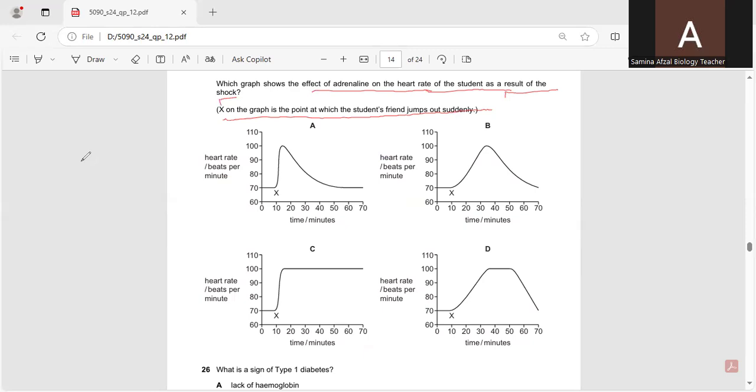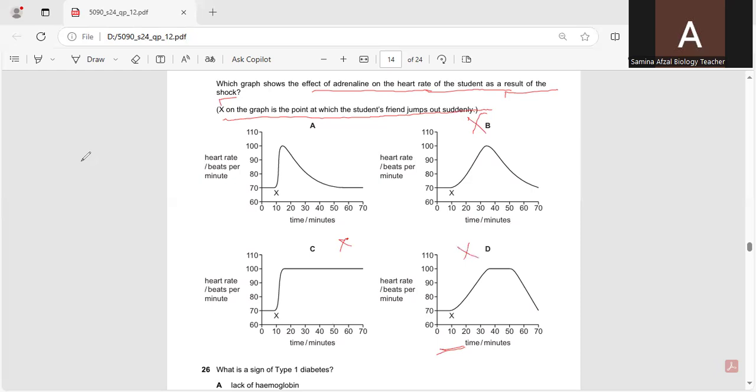So at point x, what is happening? The heart rate at x is increasing. Heartbeat is increasing. And at B, it is not increasing. After some time, it is increasing. So this is not the correct option. At x, it is increasing, then it becomes smooth. Again, this is not the correct option. And then x, again, it is increasing, then a little bit smooth, and then it goes down. Again, this is not the correct option.